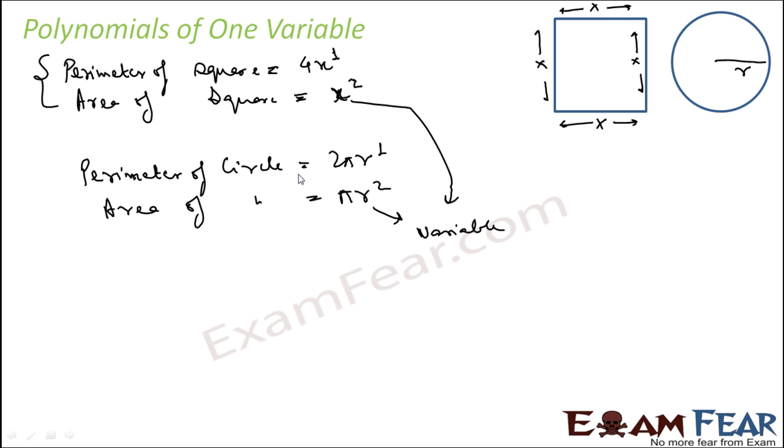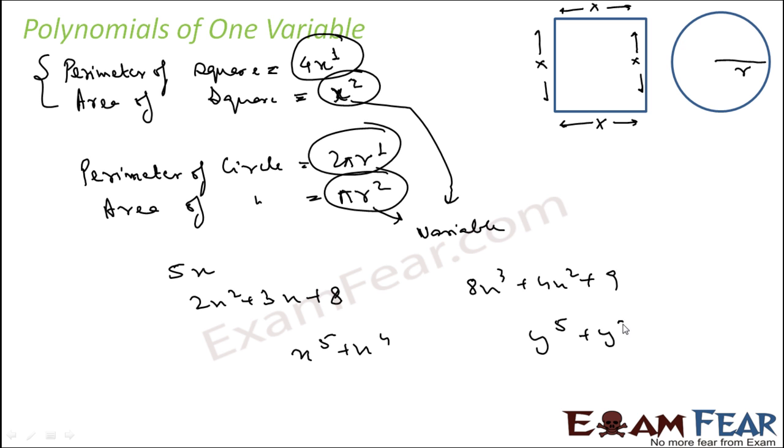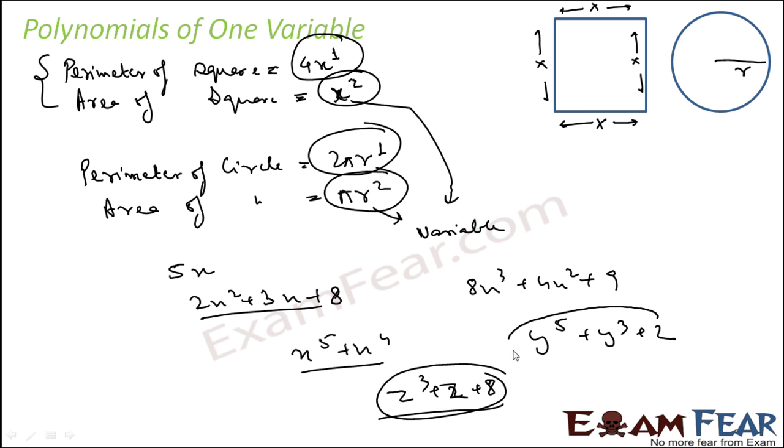More examples if you want. The whole expression is called polynomial. For example 5x, 2x square plus 3x plus 8, 8x cube plus 4x square plus 9, x to the power 5 plus x to the power 4, y to the power 5 plus y to the power 3 plus 2, anything you can take. These are all examples of polynomials of one variable, because here if you see, there is only one variable x, only one variable x, only one variable z, only one variable y.